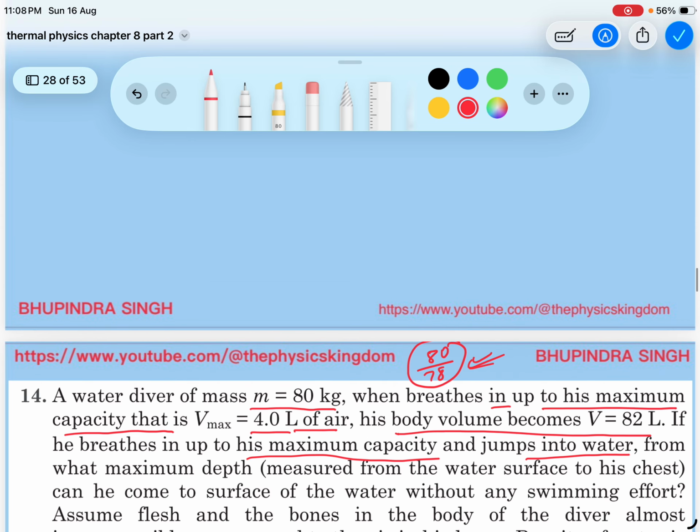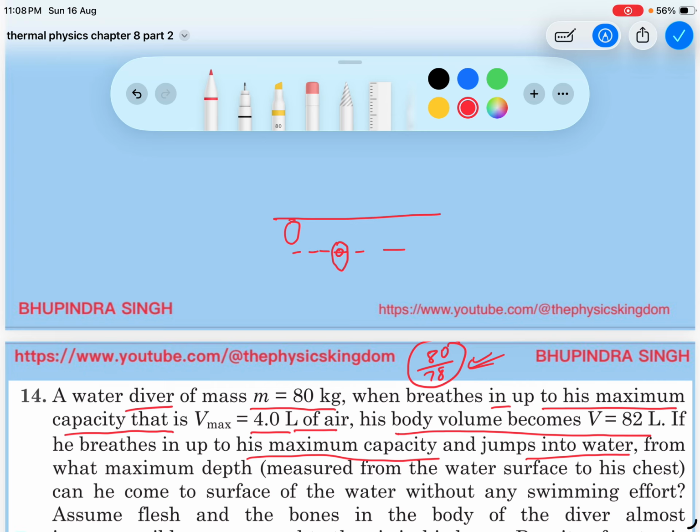So let me first explain the question briefly. That is the water surface, right? When the water diver is going inside, that is his chest level. When he is on the surface, no problem, because his density is lesser than the density of water. So he has a natural tendency to float, because buoyant force is more than weight, right?